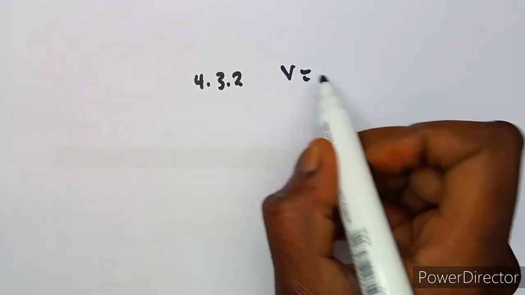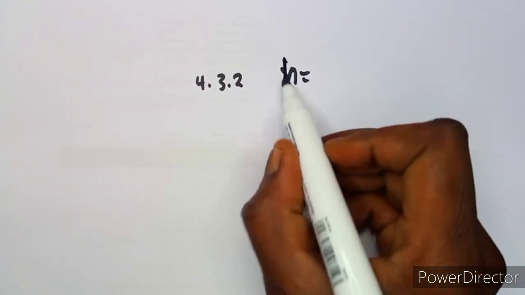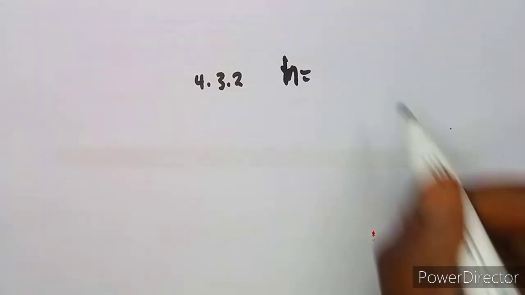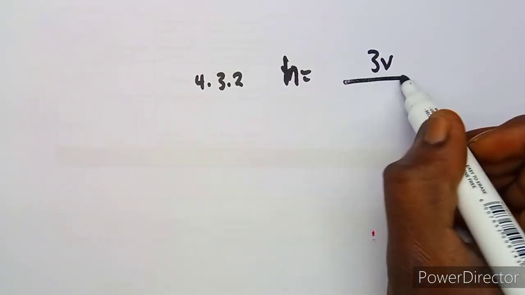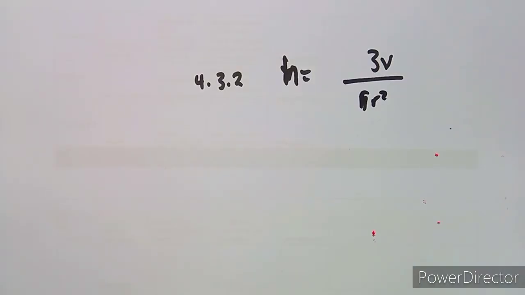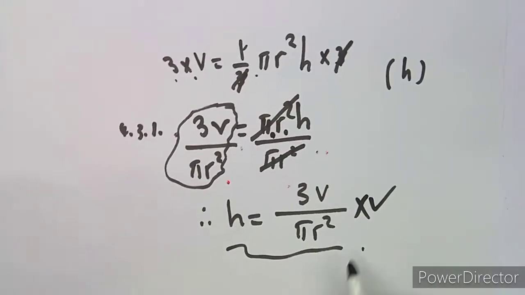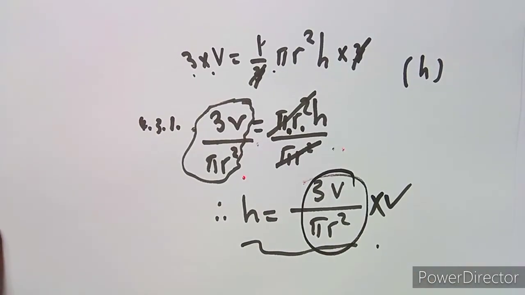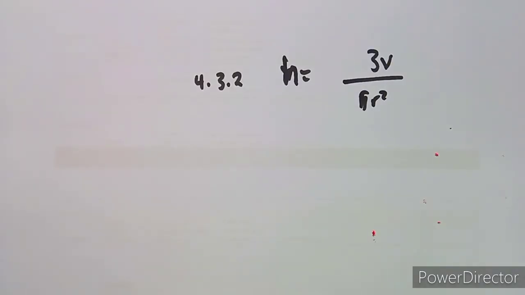We are going to start with that formula, which is h is equal to, remember, 3V over pi r squared. So we are substituting this formula that we obtained here. That is the one that you're going to start with, and we substitute there.